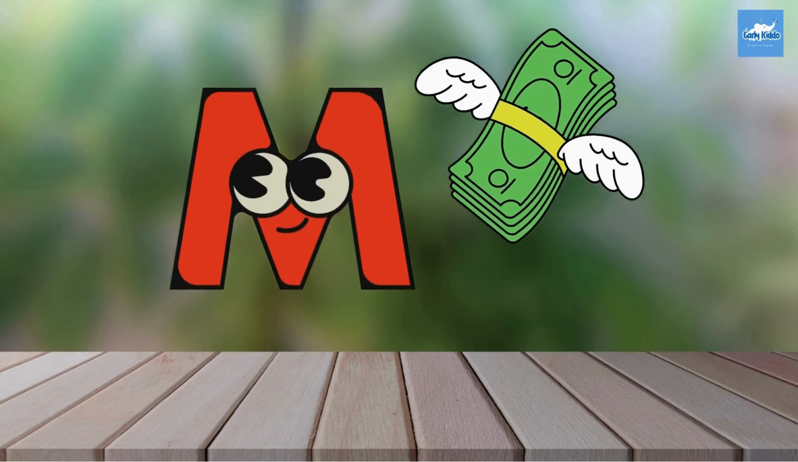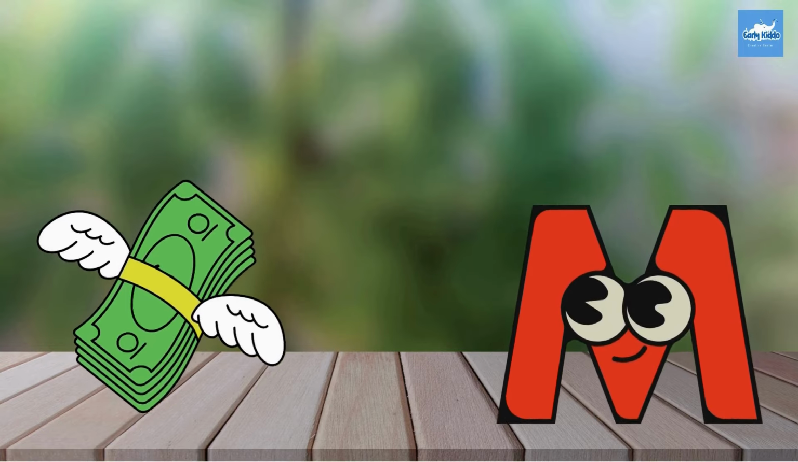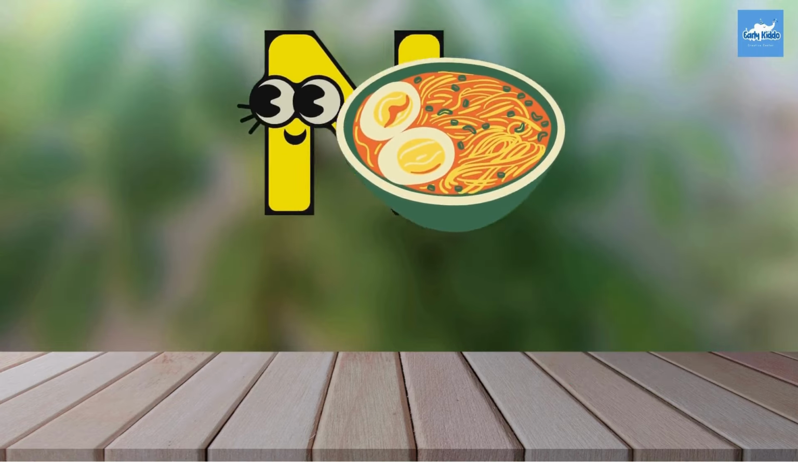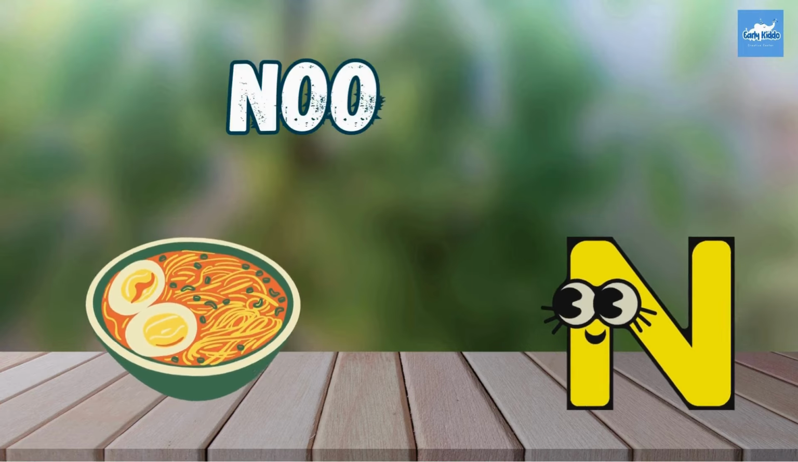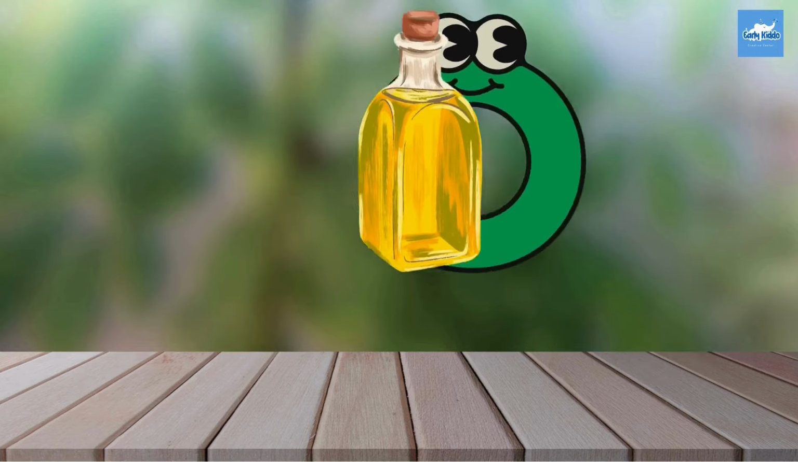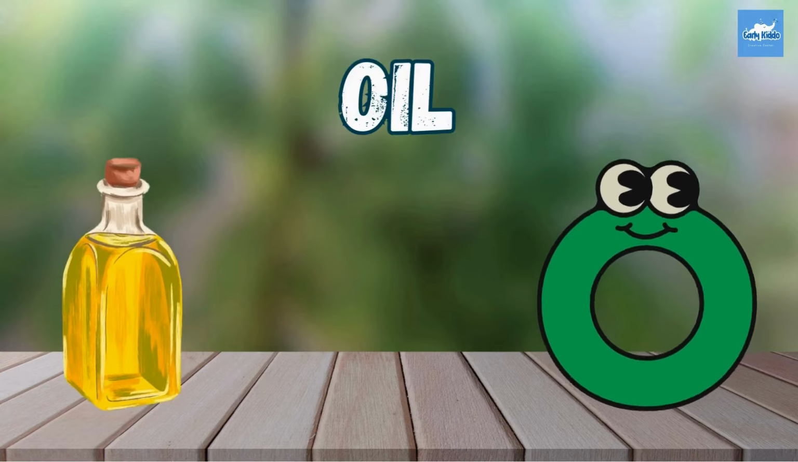M is for money. M, money. N is for noodles. N, noodles. O is for oil. O, oil.